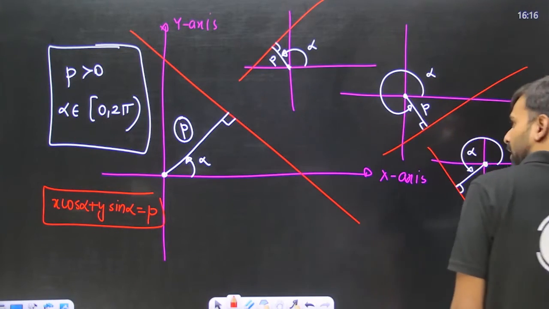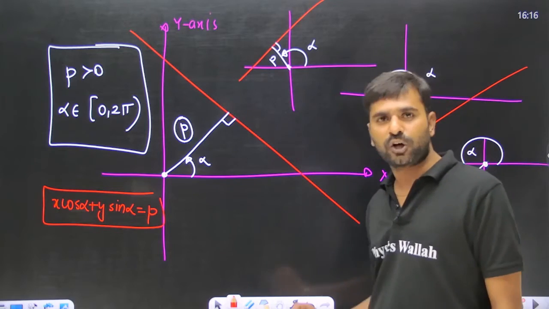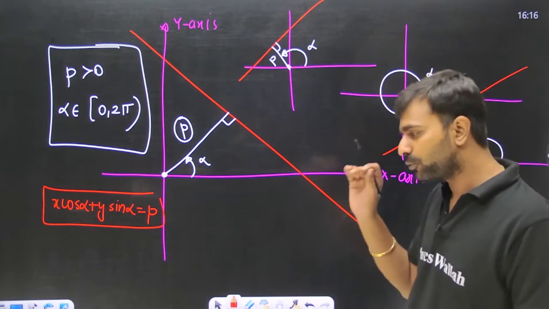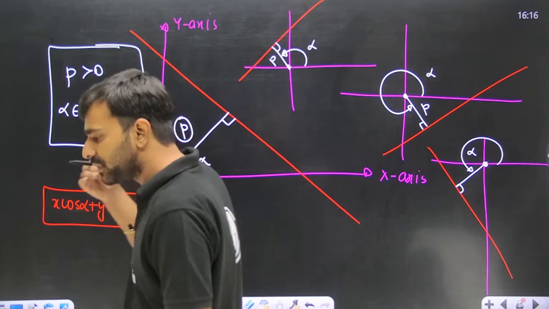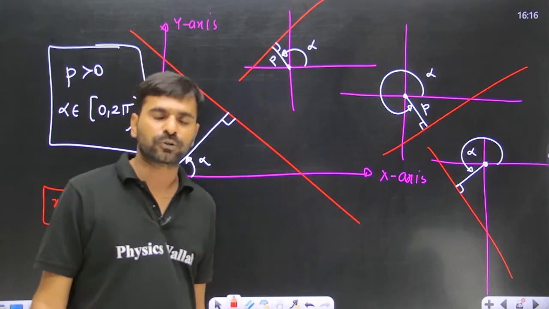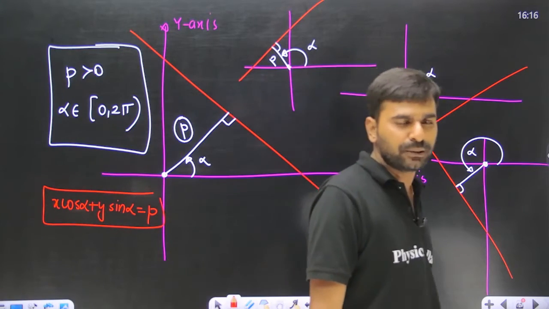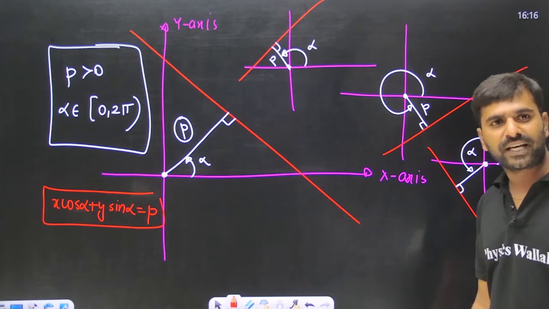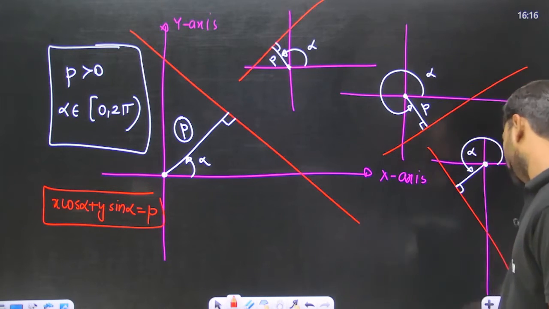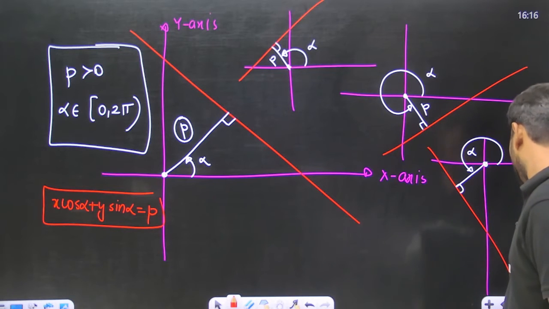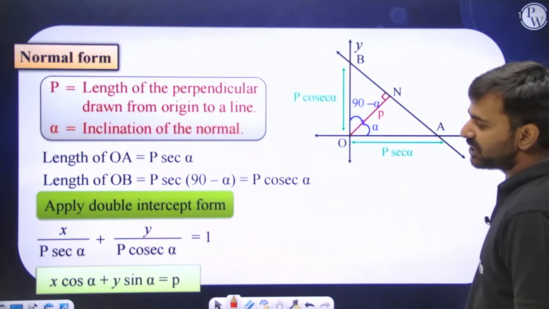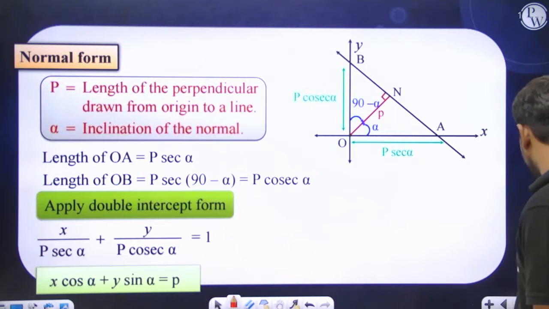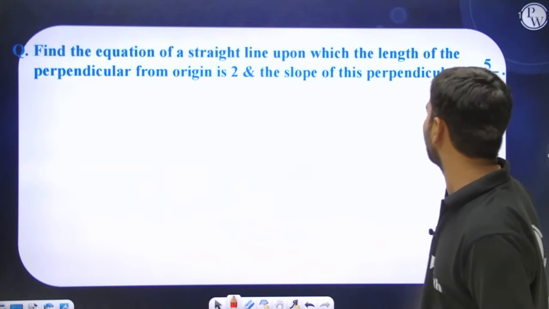So this is known as the normal form because normal means perpendicular. We have the perpendicular length drawn from the origin, and also how much angle that perpendicular makes with the positive direction of the x-axis. That's why x cos alpha plus y sin alpha is equal to P. Do remember this particular thing. So if this alpha and P are given to us, then we can write down the equation of the straight line quite comfortably.